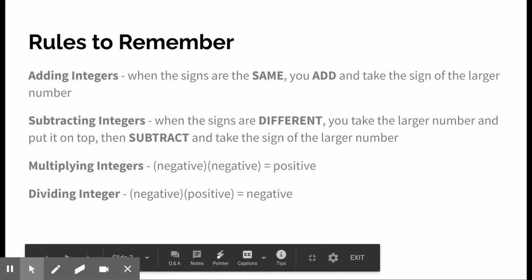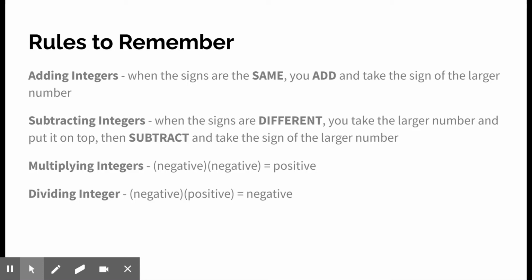All right, rules to remember. Adding integers, when the signs are the same, you add, and then you take the sign of the larger number. These are key, and I can't tell you how important these are for you to remember your integer rules for adding and subtracting and multiplying and dividing. Subtracting, the signs are different. You take the larger number and put it on top, then you subtract, and then you take the sign of the larger number. Multiplying integers, negative times a negative is a positive. Dividing integers, negative times a positive is a negative. These are things that you have to remember in order to keep up with this. It's going to be consistent all the way through the year.